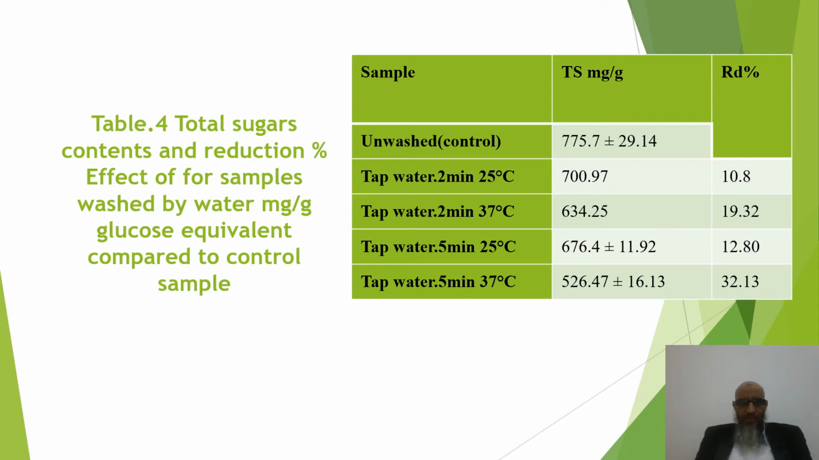Table 4 shows the effect of washing on total sugars. Water washing affected the total sugars content, as we see in Table 4, the reduction percent was 10.8 and 19.32 when the contact time was 2 minutes at temperatures of 25 and 37 degrees centigrade. When washing time was 5 minutes, the reduction percent of total sugars increased to 12.8 and 32.13 respectively.